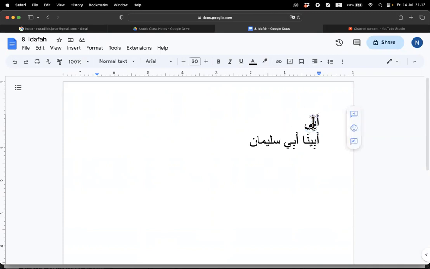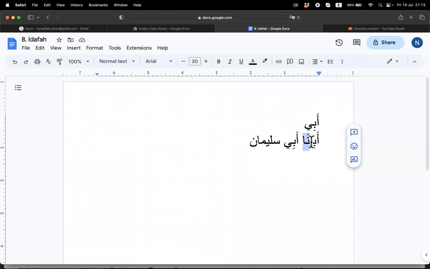So it's actually abu or aba plus ya, and then it becomes abi because the ya forces it to have a kasrah. But if it is the abi of someone else, not my father, then it must have a mudhaf ilaihi, and in the first place the abi is jar, so something is making it jar. Okay, clear?